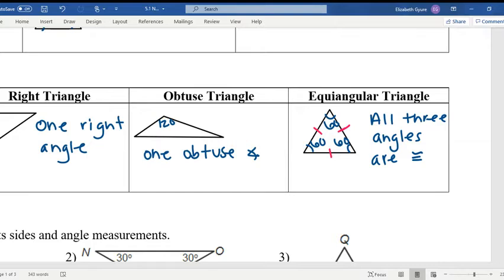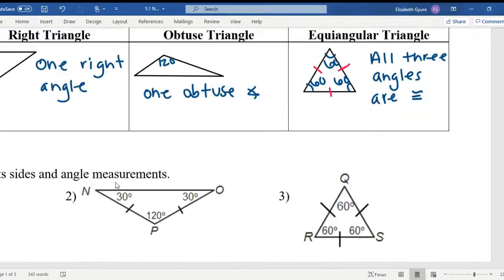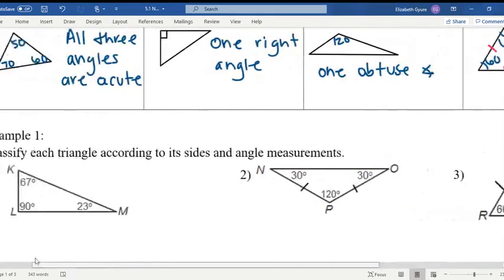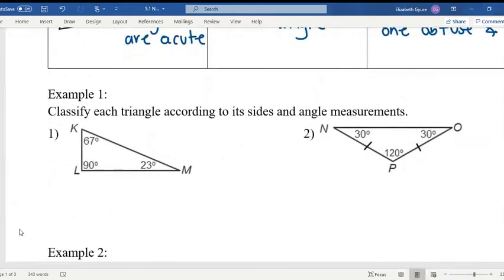Okay. Questions about any of those? All right, we're going to practice classifying. I have no doubt this will show up on a quiz or a test. Okay, so this one, second, Mark. It says classify each triangle according to its sides and angle measurements. I see a 90 degree, a 23 degree, and a 67 degree angle. None of the sides are labeled. Mark, what are you thinking?